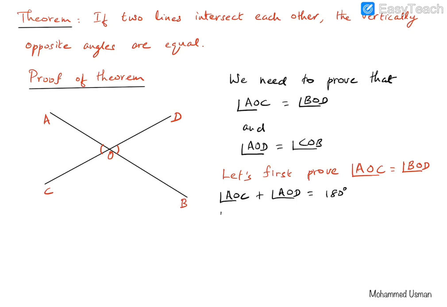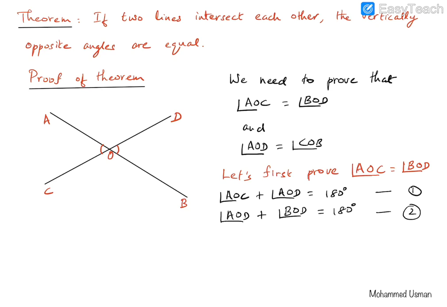So we can write that angle AOD plus angle BOD is equal to 180 degrees. So we now have these two equations, which we will call equation number 1 and equation number 2, and both these equations have the same value on the right hand side, that is 180 degrees. That means their left hand sides must also be equal.